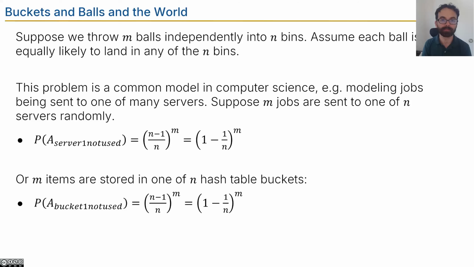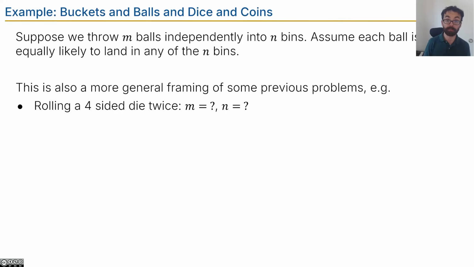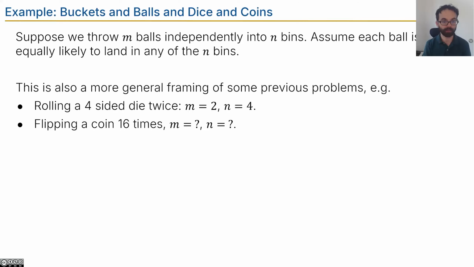We derived a nice form. Let's talk about the relationship now between the buckets and balls problem and the dice problem and the coins problem. It turns out that some of our previous problems are related to the buckets and balls problem. So imagine the problem of rolling a 4-sided die twice. I claim that's actually the same thing as the buckets and balls problem. You have to think pretty carefully, but what would m and n be if we're thinking about rolling a 4-sided die twice? Okay, so this is the process of throwing 2 balls into one of 4 buckets. So 2 balls, 4 buckets.